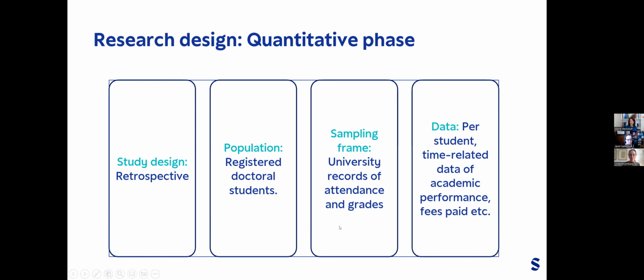The sampling frame could be university records of attendance and grades, and the data that we collect from the database would be student-level data: time-related information, data of academic performance, and fees that are paid, all indicators of the student dropping out or withdrawing from the program.